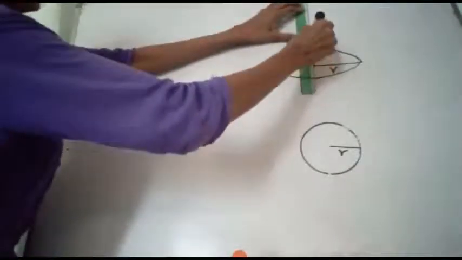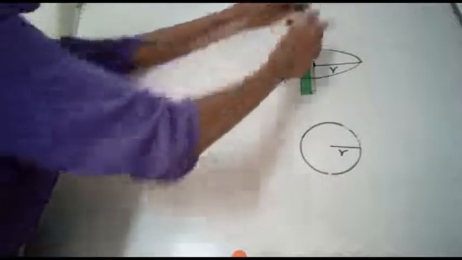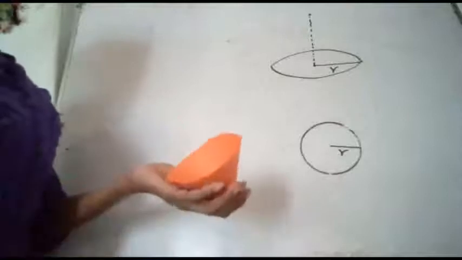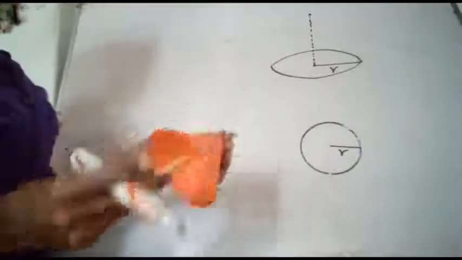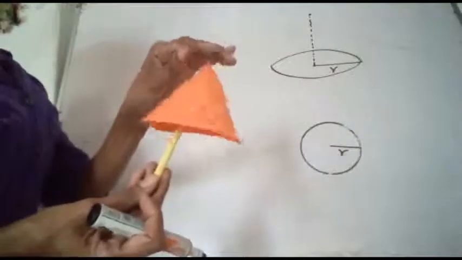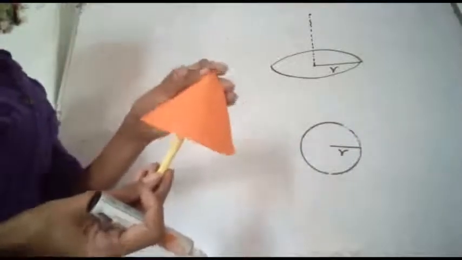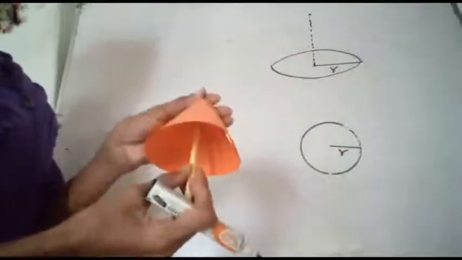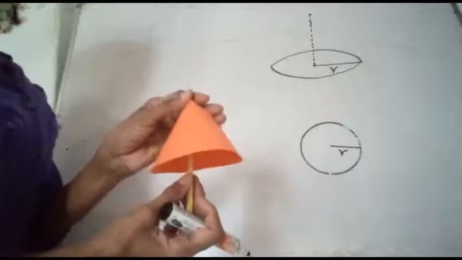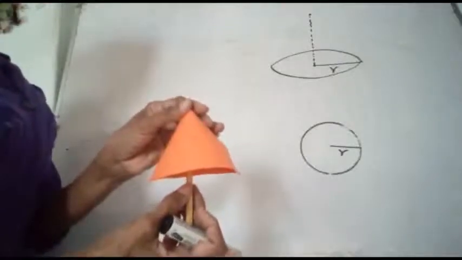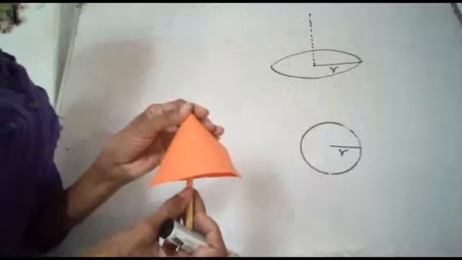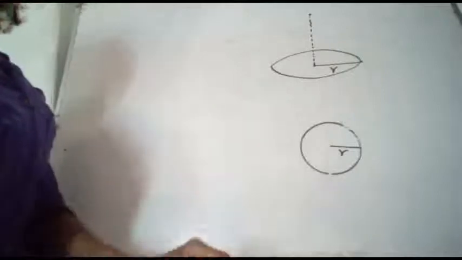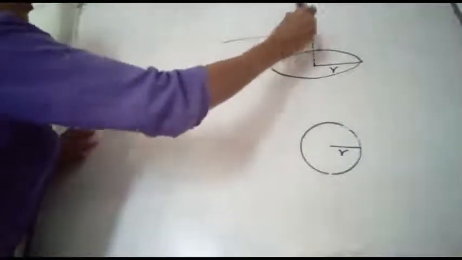This is the perpendicular height of the cone. The distance from the apex of the cone to the middle of the circular face is called the perpendicular height of the cone.